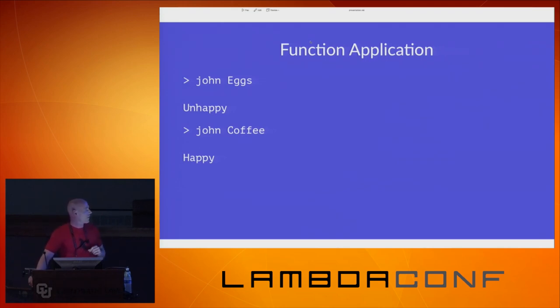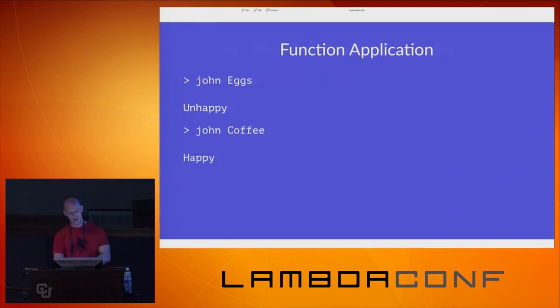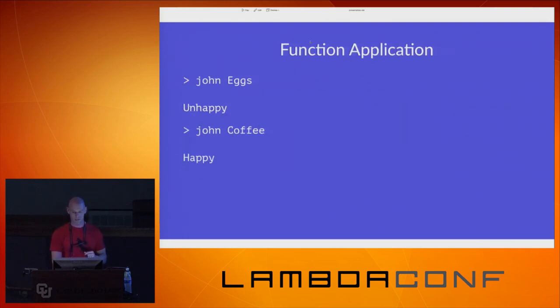And same way for John space coffee, I'm applying the function John to the element in its domain called coffee. And what do I get out? I get out happy. So notice how, to define it, I used a little bit of white space, and to apply it, I used a little bit of white space. There's that element of symmetry here. And that's one of the things you'll notice about PureScript and Haskell: there's a great deal of symmetry and consistency in these languages, which makes them simpler to understand and to pick up.